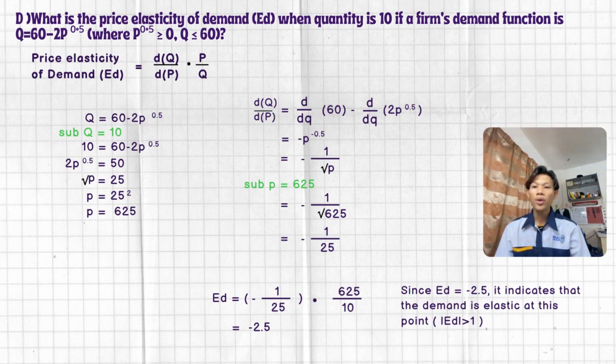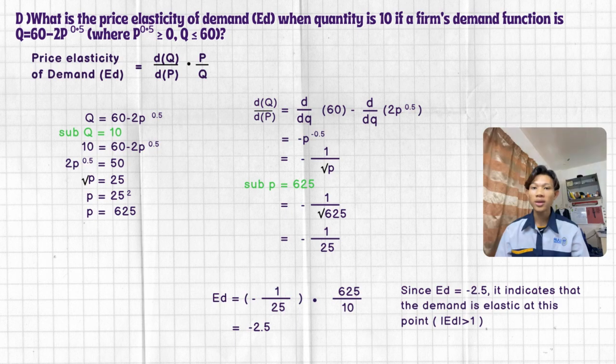Okay, now in this part, we need to calculate the price elasticity of demand when the quantity demanded is 10 units. We are given the demand function Q equals 60 minus 2P to the power of 0.5, where Q is the quantity demanded and P is the price. First we substitute Q equal to 10 into the demand function, and we get 10 equal to 60 minus 2P^0.5. After solving, we find that the price when Q equals 10 units is 625.